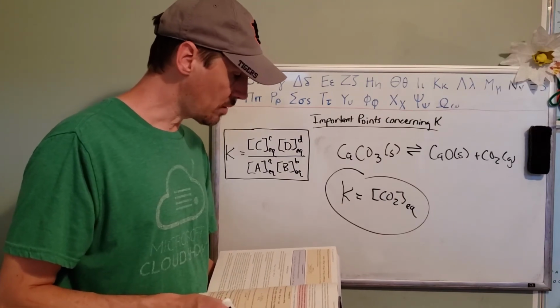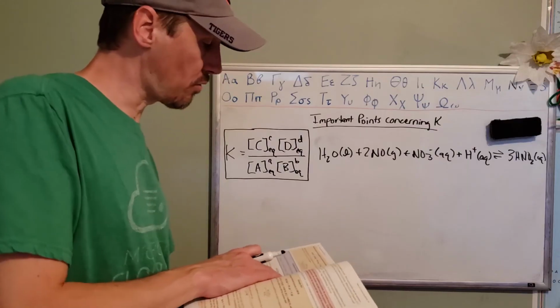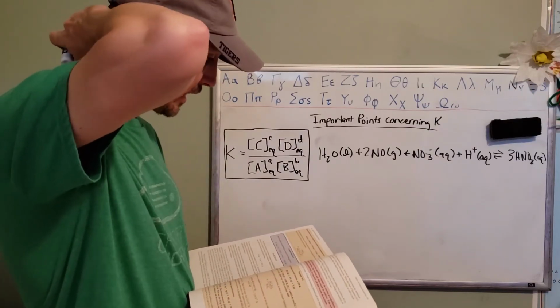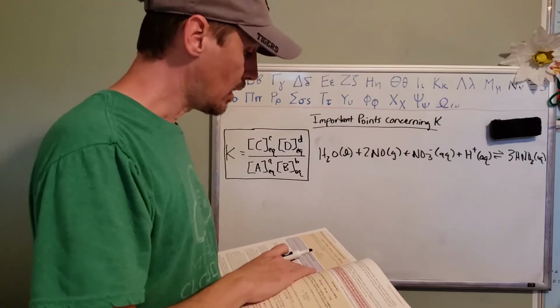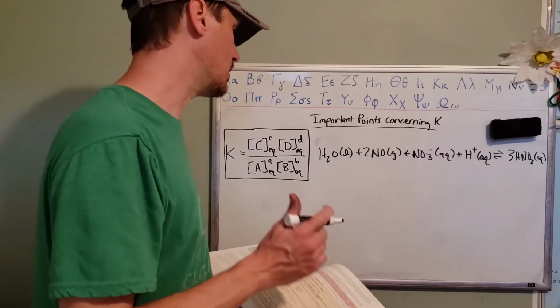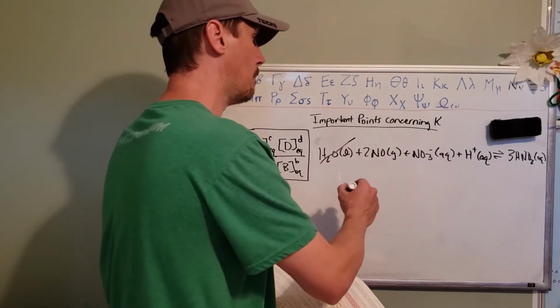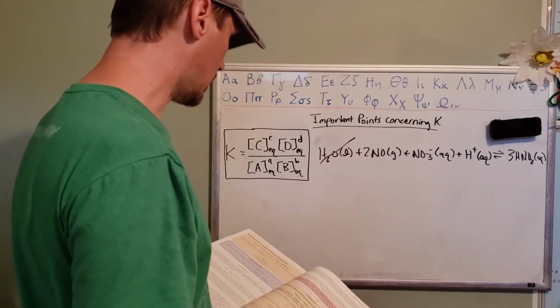And then they give us one more. This problem says, write the equation for the equilibrium constant of the following reaction. H2O in liquid form plus 2NO in gas form plus NO3 minus, a negatively charged ion, aqueous, plus H plus, the H plus ion, also aqueous. And on the product side, we have 3HNO2, which is aqueous. In this case, we're not going to consider the H2O, which is a liquid. And that's it. Everything else is going to be included in K.